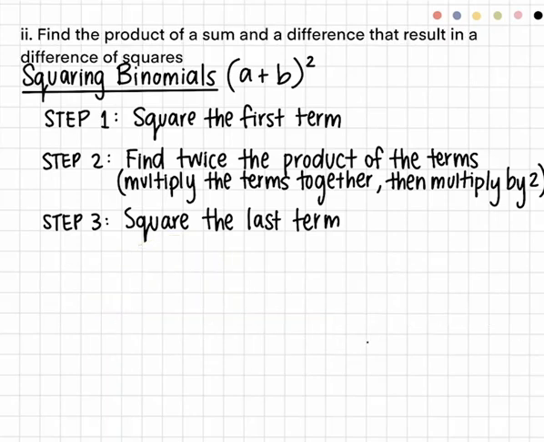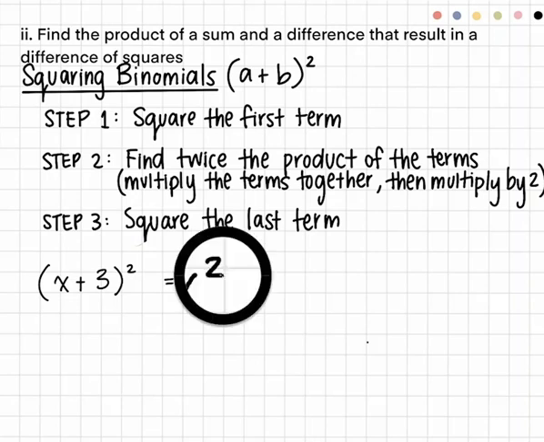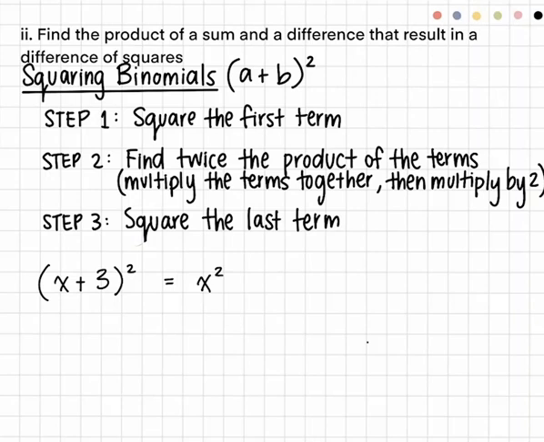Okay, so let's try following these steps with an example. Let's say I have (x plus 3) squared. So step 1, I'm going to square the first term, so I'm going to have x squared. I see a positive in here, so I know my middle term is going to be adding.